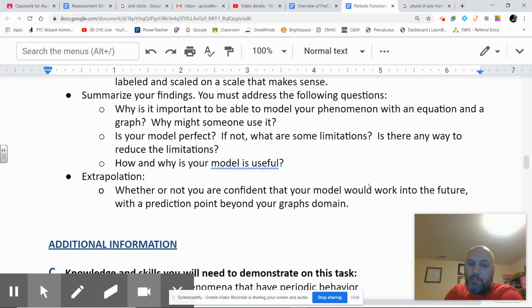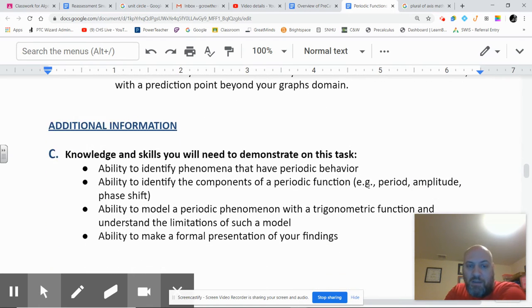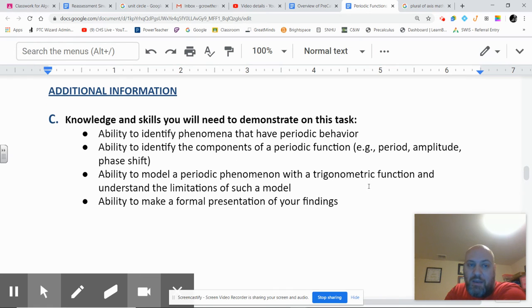So these are the key things you should be solid in going into this task. And if you're not or need help, make sure you reach out to myself or Mr. Mercier to make sure that you are set up and going to be successful on this. So you should be able to identify the phenomena that have periodic behavior. You should be able to identify all the components of a periodic function: the period, the amplitude, the phase shift, the midline.